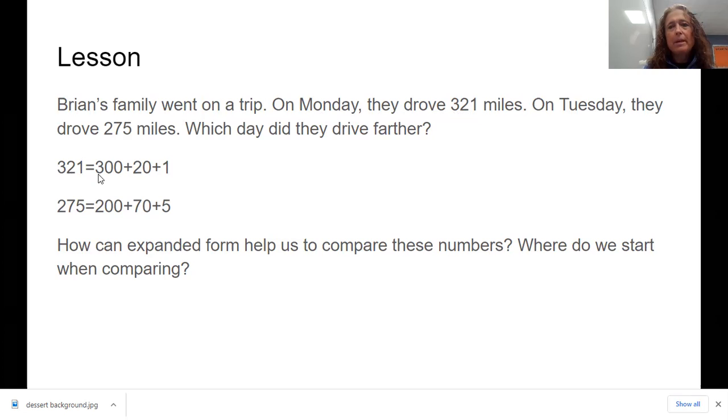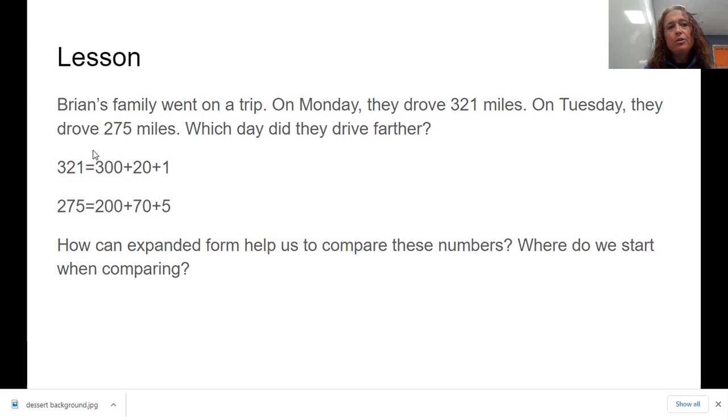And I put it into expanded form, which means I've taken out the hundreds and I've put it here. Remember, this 3 in the hundreds place means 300, means 3 groups of 100. This 2 in the tens place means 2 groups of 10 or 20. And the 1 in the ones place, of course, means 1.